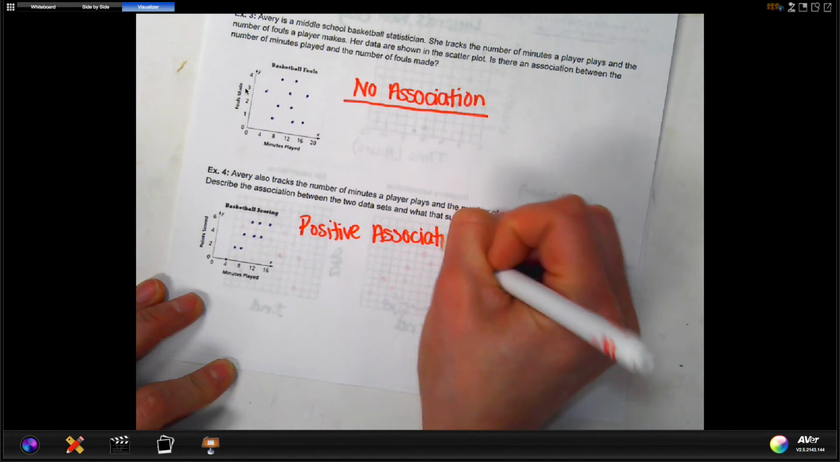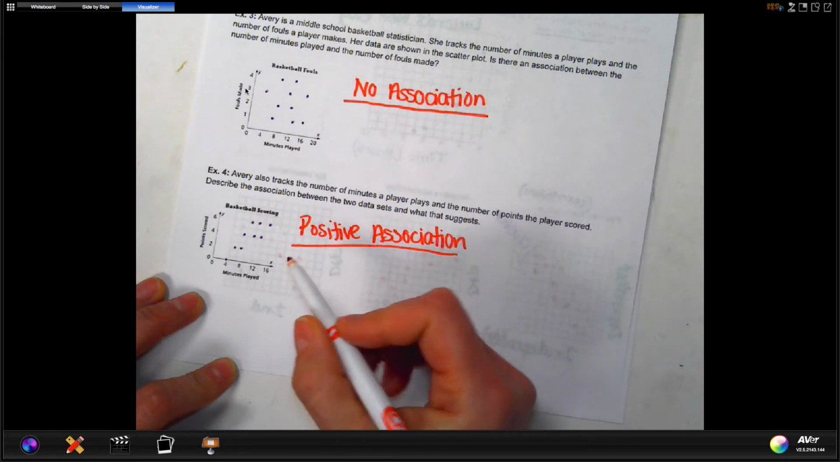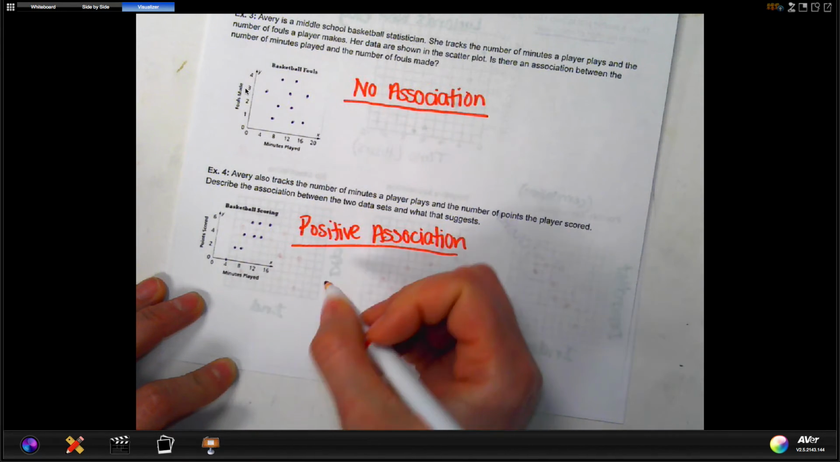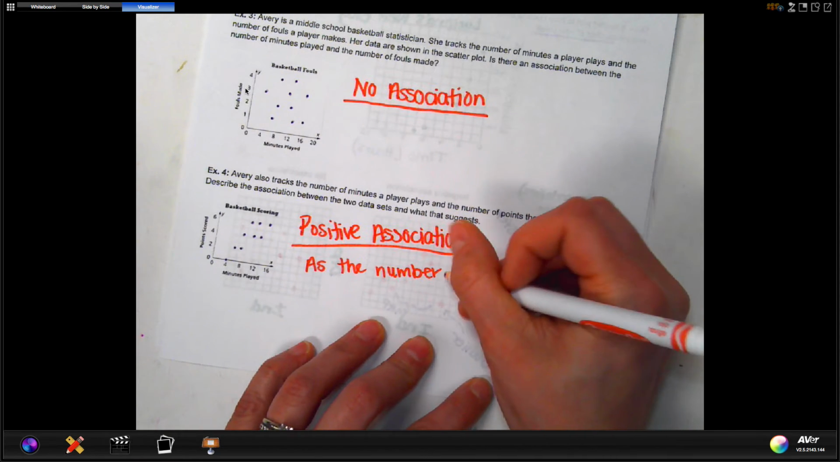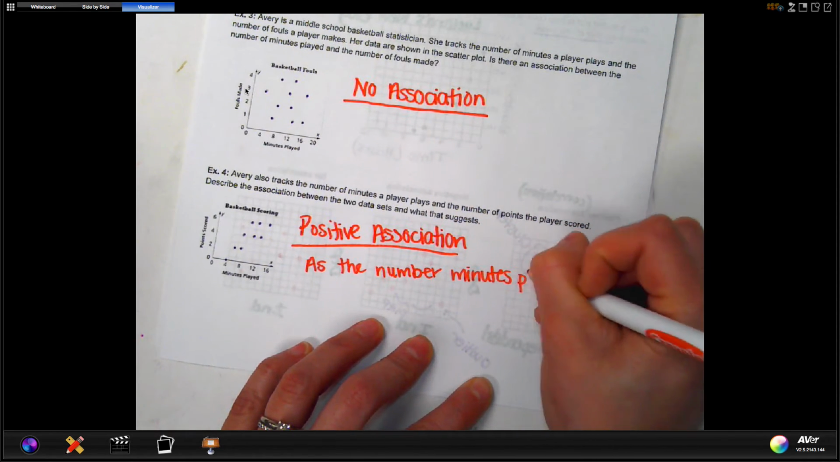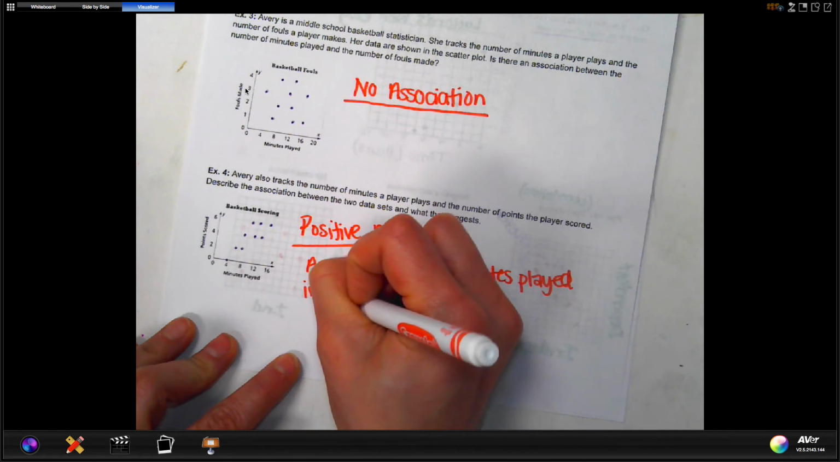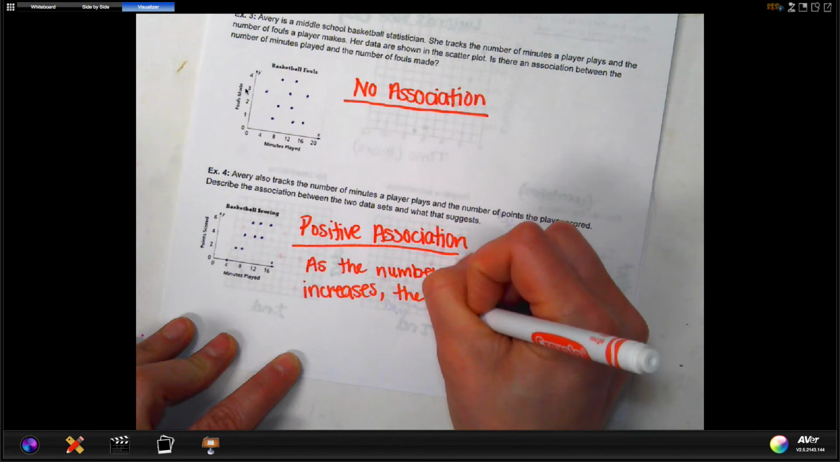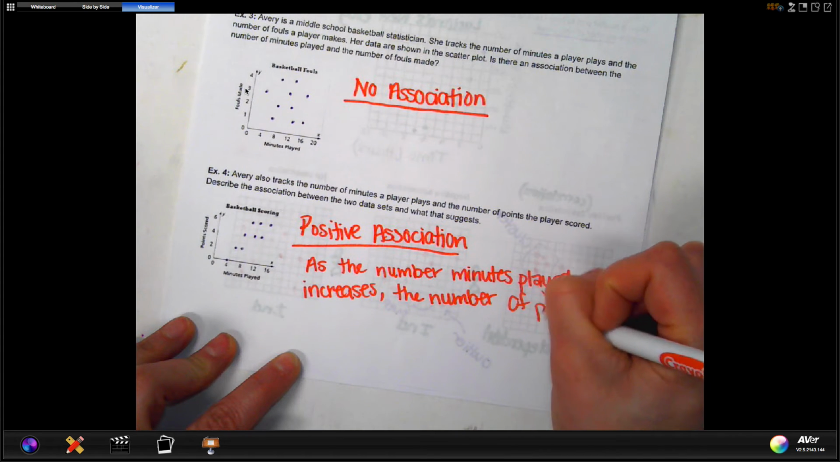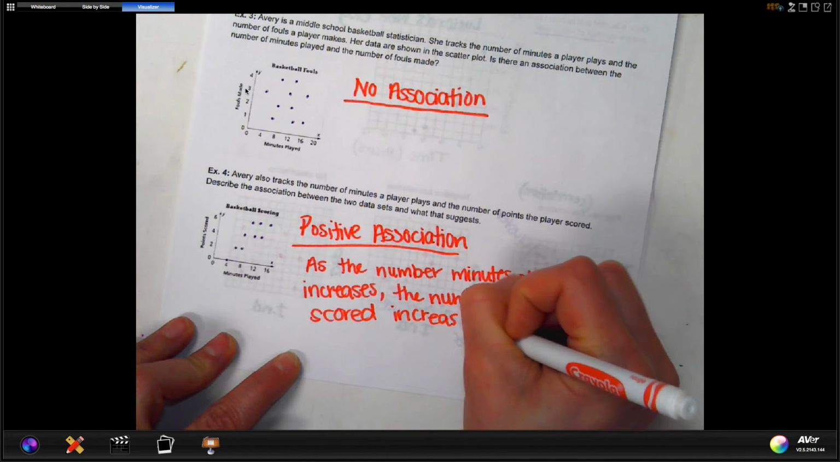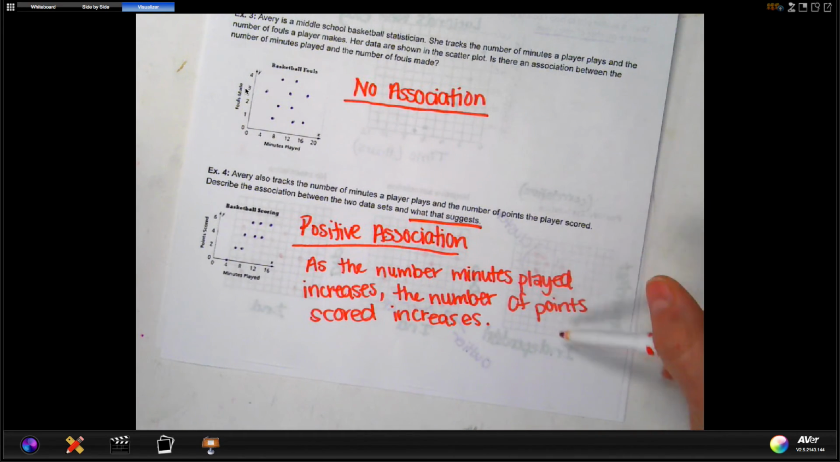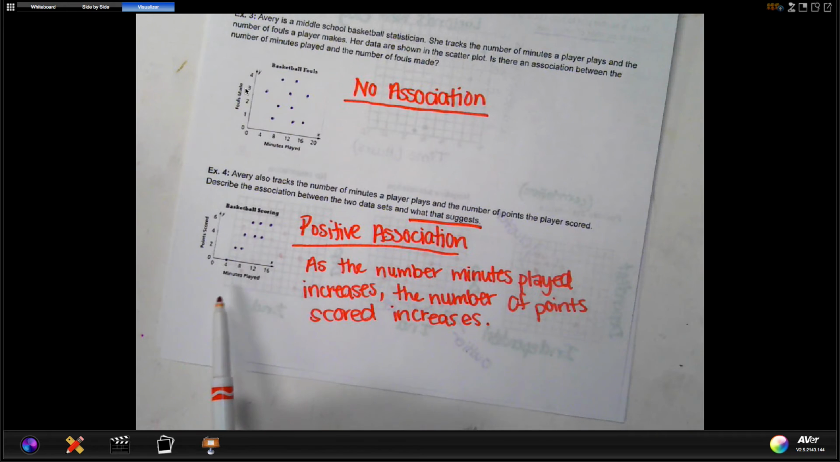Okay, and so in this case, what this suggests is that as the number of minutes played increases, the number of points scored increases as well. That's exactly what they're trying to ask us here about what that data suggests. By making that association, we can say that, okay, minutes played goes up, points scored goes up. Okay, so that's the second part of our lesson, to interpret that data.